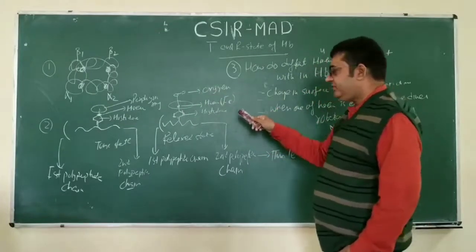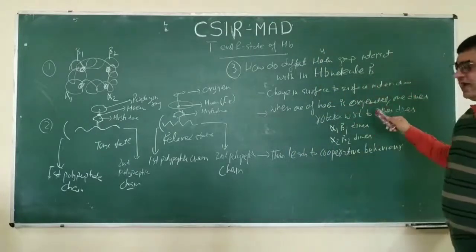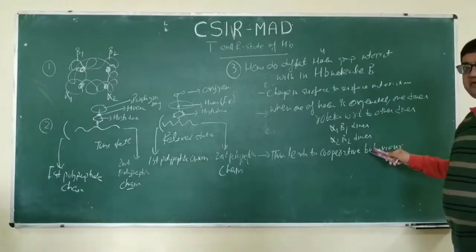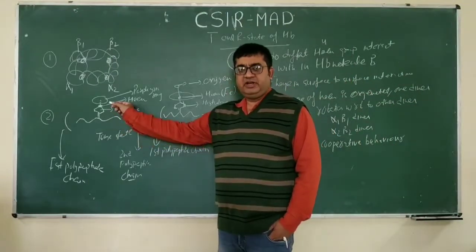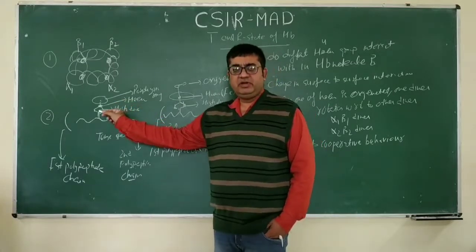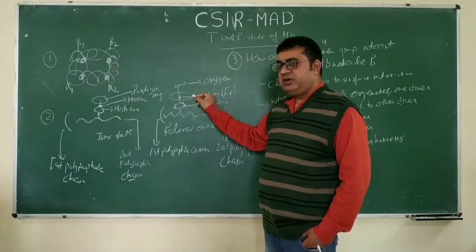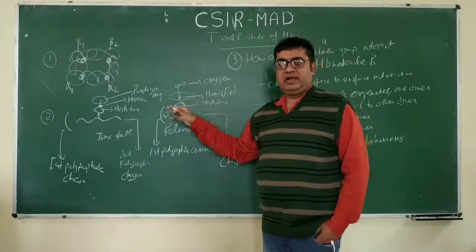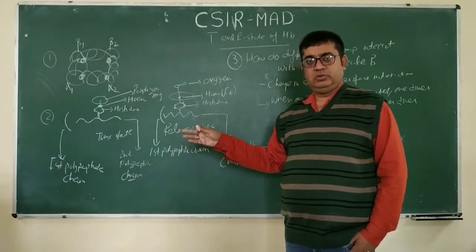There is change in surface to surface interaction, and when one of the heme group is oxygenated, one dimer rotates with respect to other dimer. So this leads to cooperative behavior of hemoglobin molecule. When the polypeptide chain doesn't bind to oxygen, it is called deoxygenated form of hemoglobin. And this deoxygenated form of hemoglobin is T state or tense state. And when oxygen binds to this tense state or the deoxygenated hemoglobin, it turns into relaxed state. And to the relaxed state, it is much more easier to bind to the oxygen molecule.